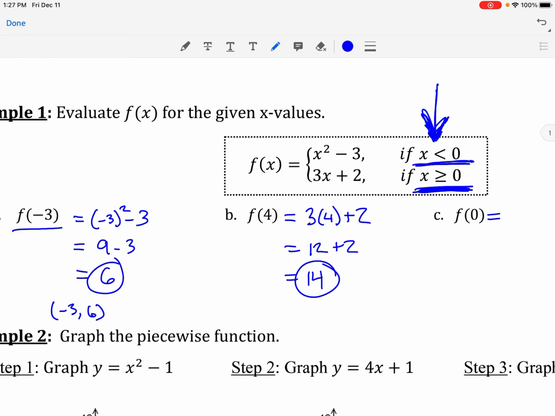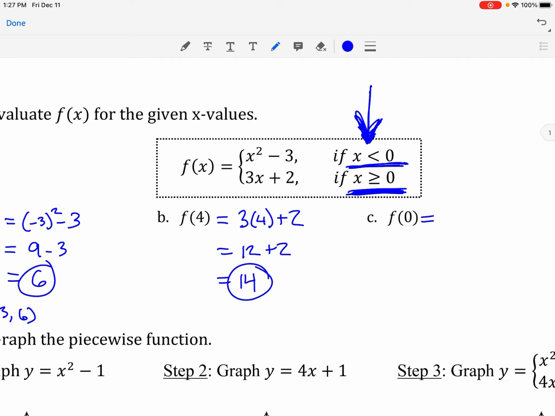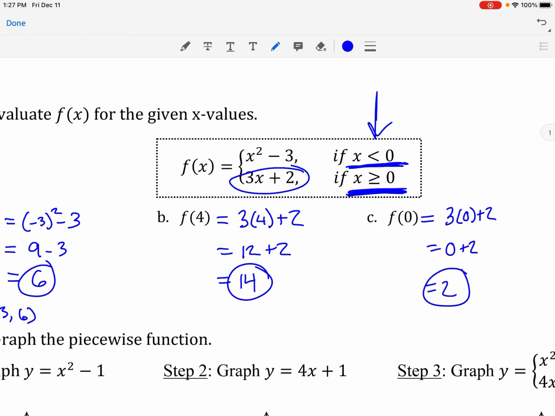Okay, on this one, f of 0. This might be the trickiest one because it's kind of our boundary here. So we look over here: is 0 less than 0 or is it greater than or equal to 0? Since this has the equal to part right there, it is equal to 0, so we are going to use that bottom rule. We plug in a 0: 3 times 0 plus 2 gives us 0 plus 2, which is 2, as our y value for that point.